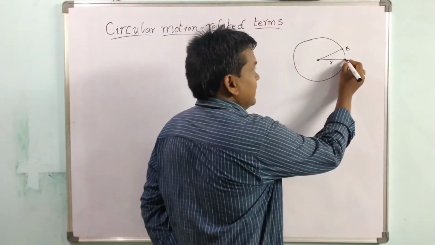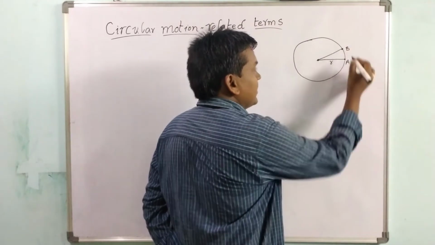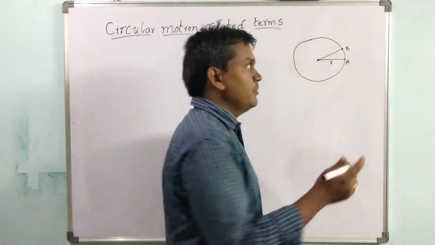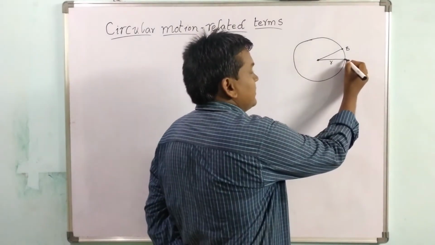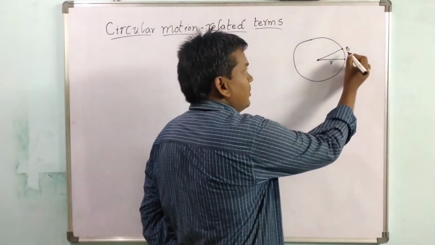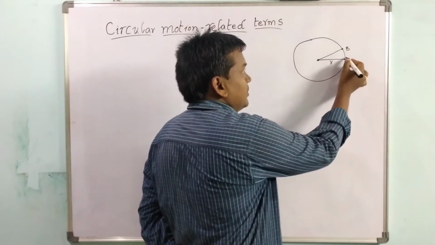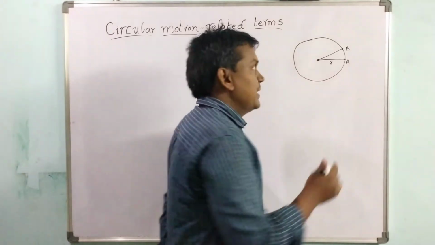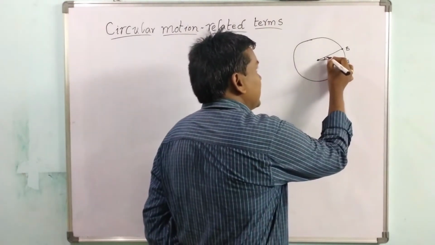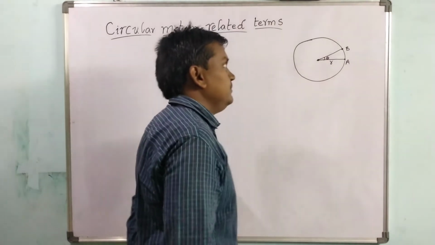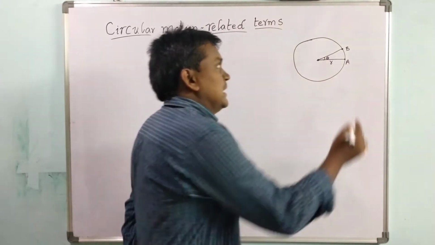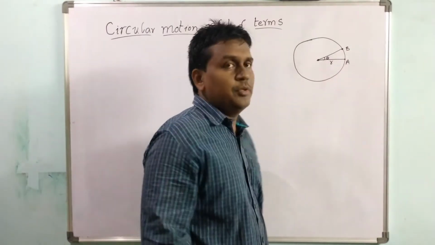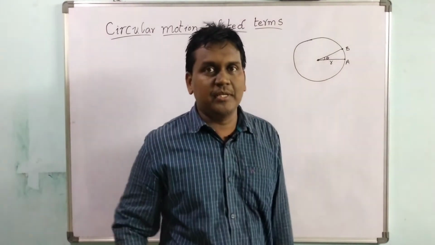When it is at point A and when it is at point B, there is a change in the position of the particle. When it is at A, after some time it is at B, no? So there is a change in the position of the particle. While the position changes, it is making some angle theta. Here we will consider the position as angular position.